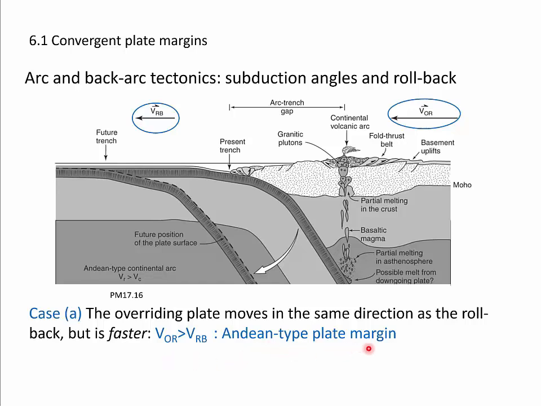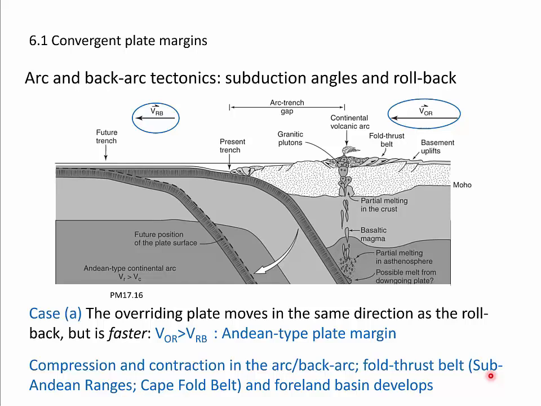We have seen the Andes are an example where the Sub-Andean ranges form as a fold and thrust belt, as we see here, as a response of back arc contraction. So, if the overriding plate moves in the same direction as the rollback, but is faster, we will produce an Andean type plate margin with back arc contraction. In addition to the Andes and the Sub-Andean ranges, also the Cape Fold Belt in South Africa is such an example of a contractional fold belt and a foreland basin.